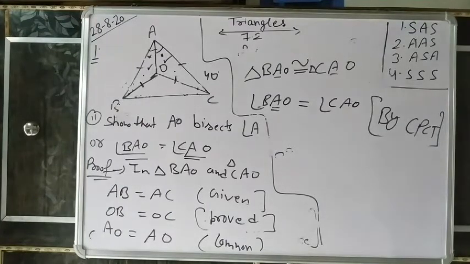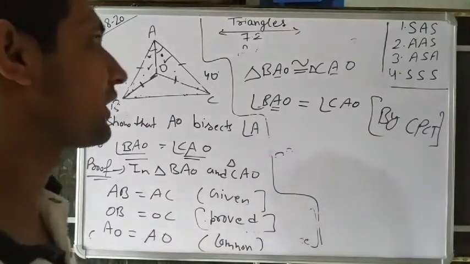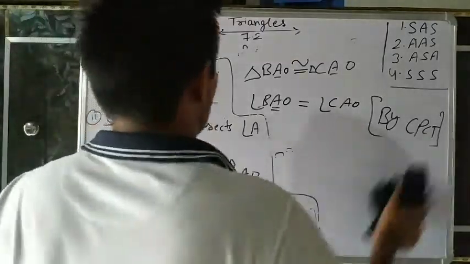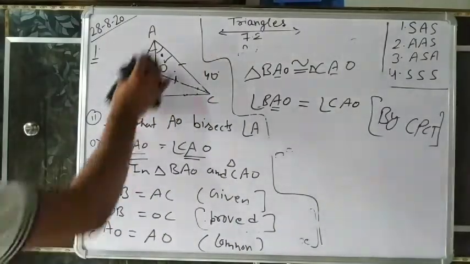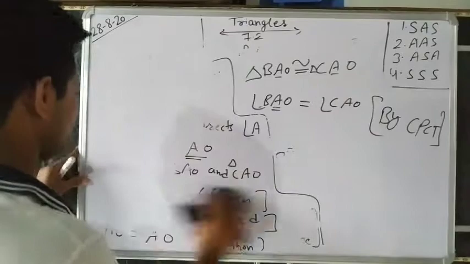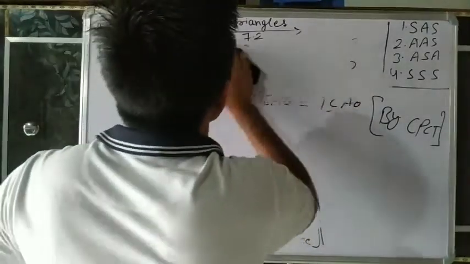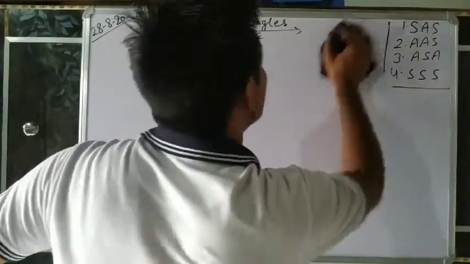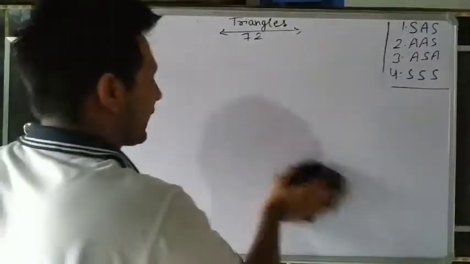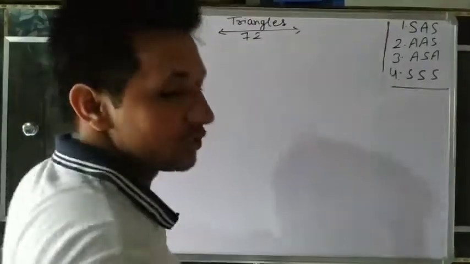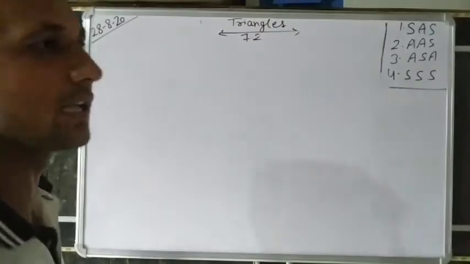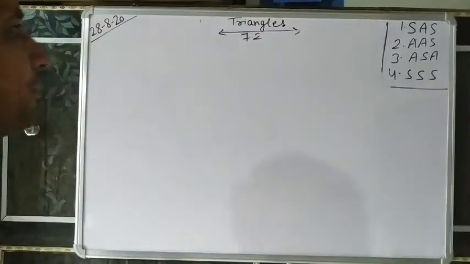It is finished, first question. Now the second question, note it down. We have to remember only these four results. Two results are: if two sides are equal, then opposite angles are equal; and if angles are equal, then opposite sides are equal.